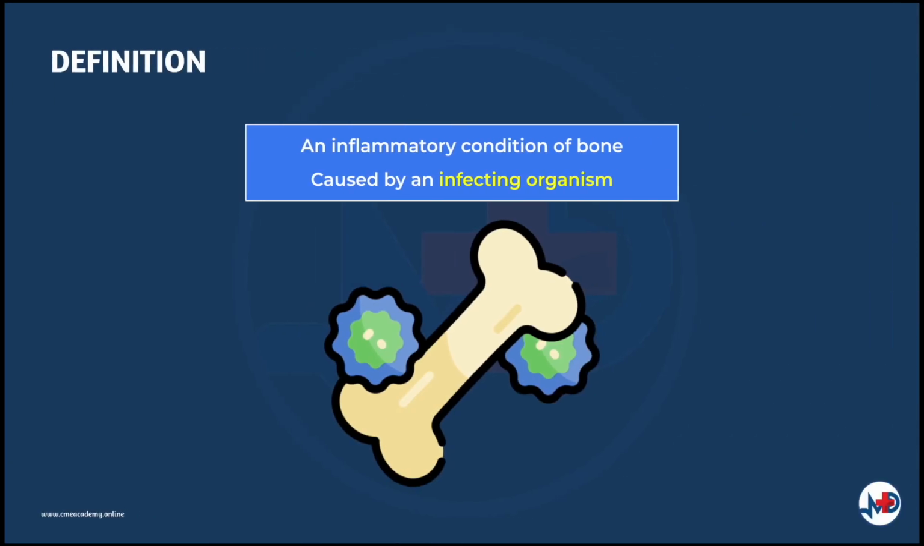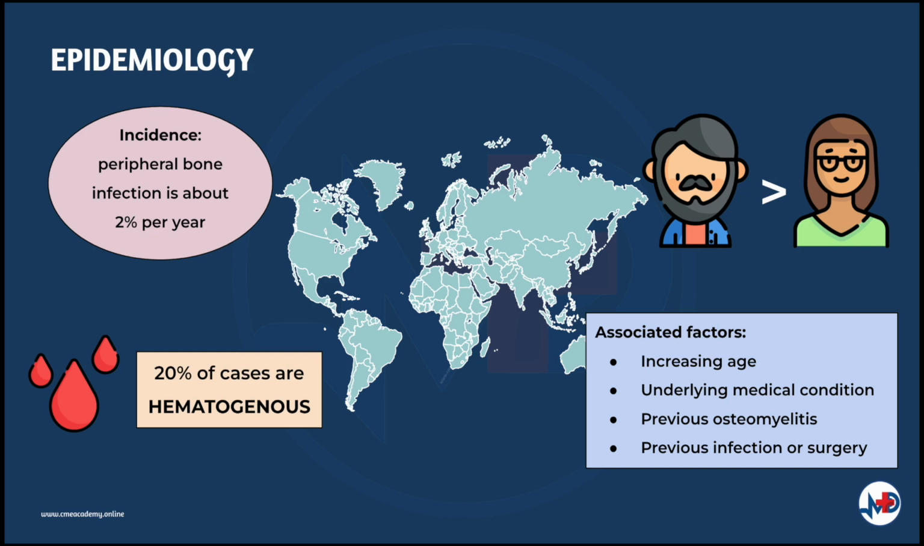Osteomyelitis is defined as an inflammatory condition of the bone caused by an infecting organism. The incidence of osteomyelitis, specifically for peripheral bone infection, is about 2% a year. There is a male predominance in this disease, and 20% of all overall cases are hematogenous spread.